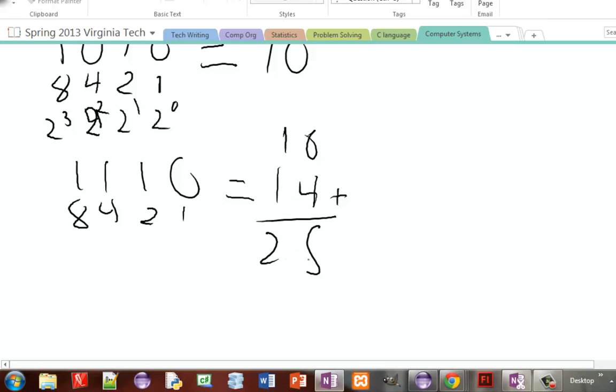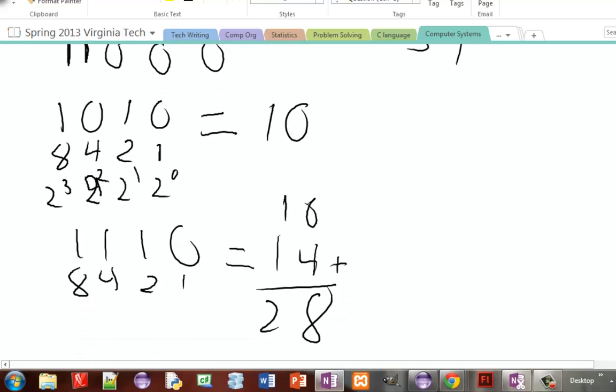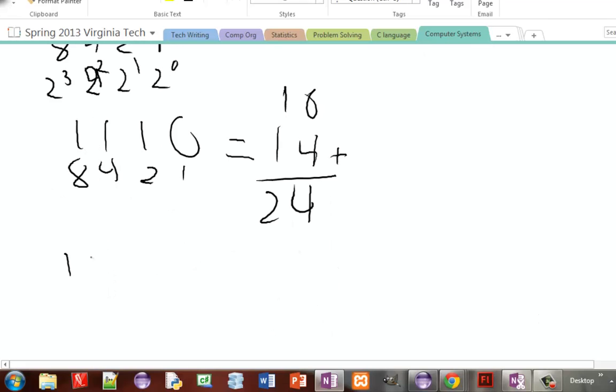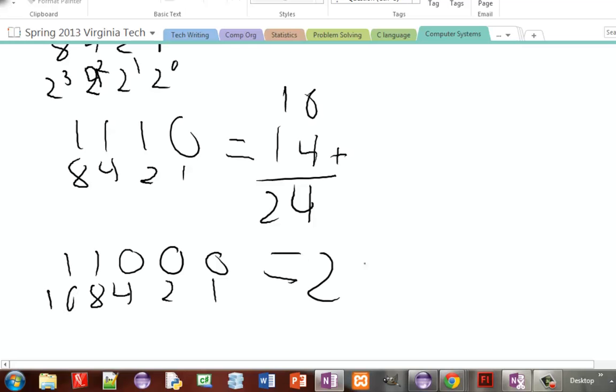It's going to give me 28. Oh sorry, not 28, it's 24, my bad. I definitely don't want to make a mistake and have someone point that out. The number I came up with after adding it is 1, 1, 0, 0, 0. So again, I have 1, 2, 4, 8, and 16 this time. So 16 plus 8 equals 24. So this did work. This addition did work.